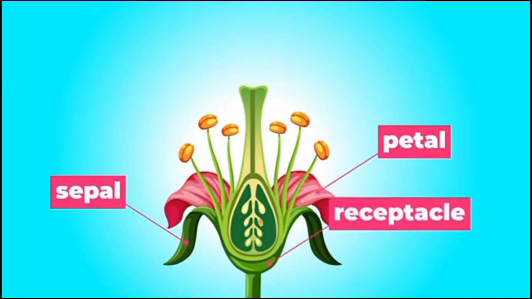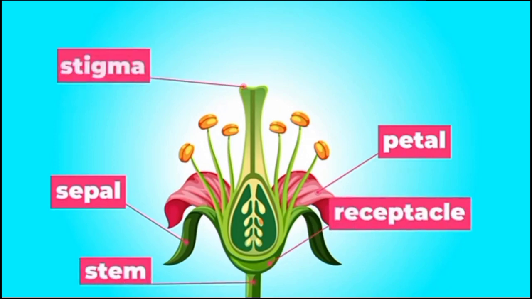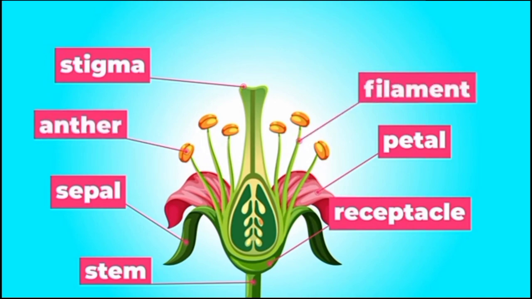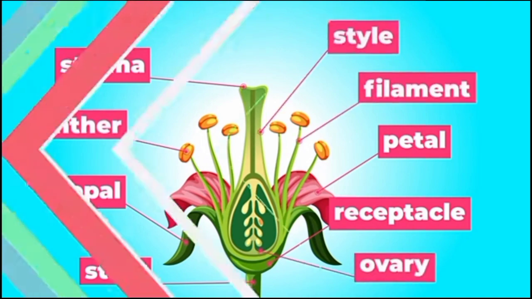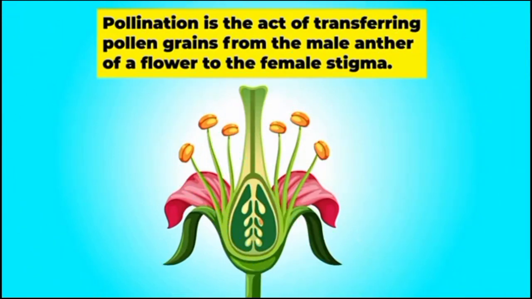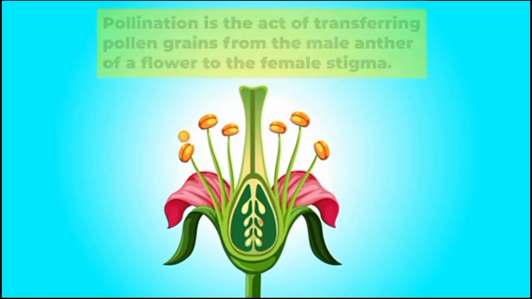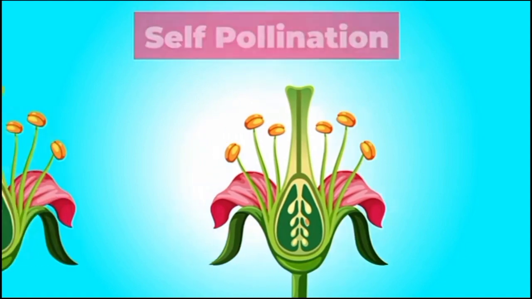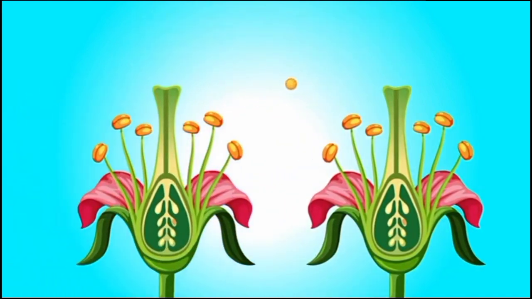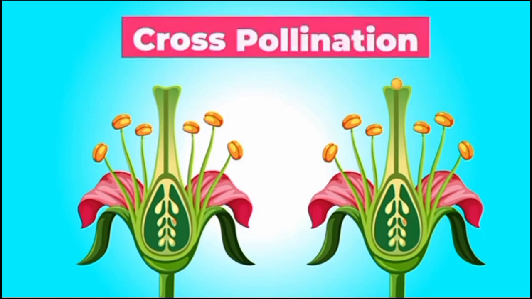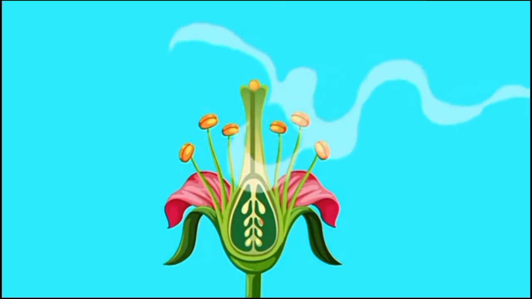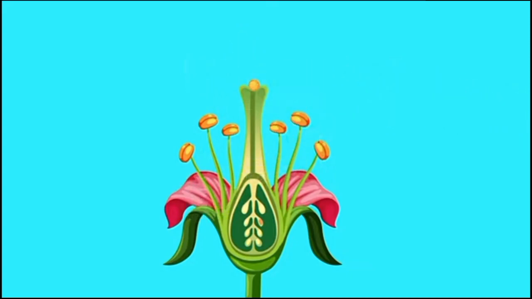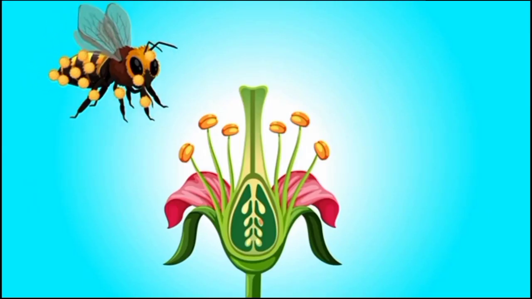Now that we already know the parts and the functions of flowers, let's further discuss how sexual reproduction happens through pollination. Pollination is the act of transferring pollen grains from the male anther of the flower to the female stigma. When the pollen grains are transferred from the anther to the stigma of the same flower, it's called self-pollination. When the pollen grains are transferred from the anther of a flower to the stigma of another flower, it is called cross-pollination. Pollination is usually brought about by wind, water, or animals.